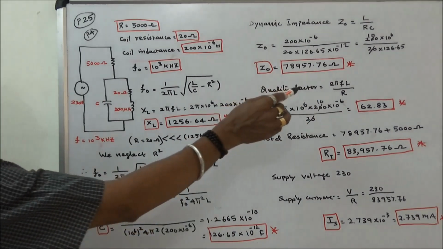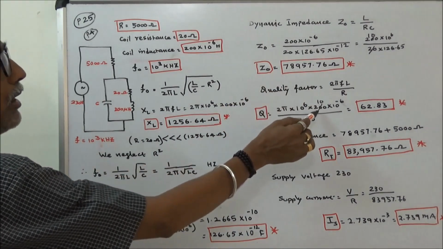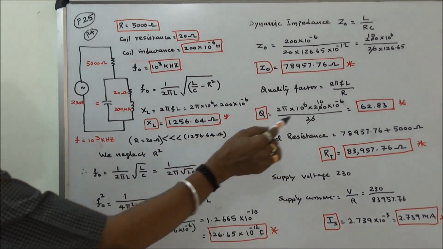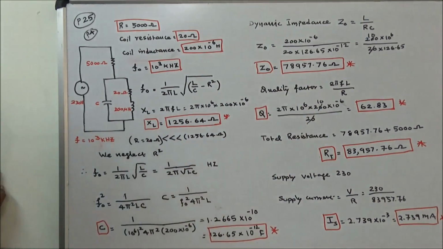Next we calculate the quality factor, 2 pi F L by R. F is the resonant frequency, L is equal to 200 into 10^-6, R is equal to 20. Quality factor is 62.83.